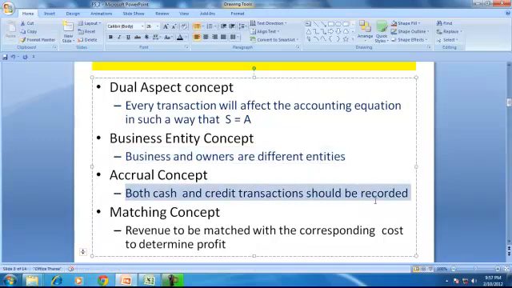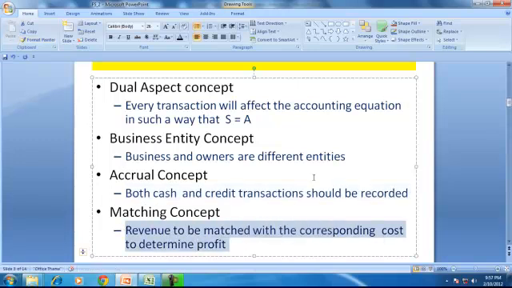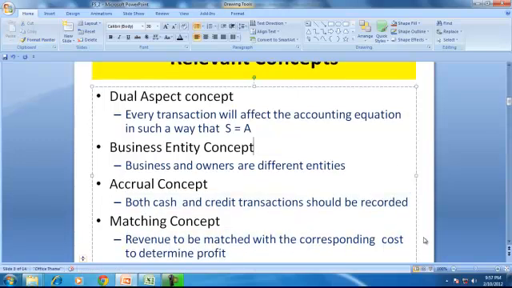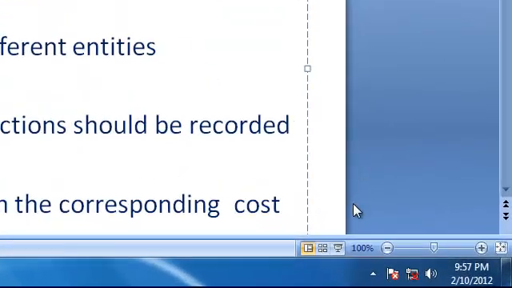The accrual concept says both cash and credit transactions will be recorded. The matching concept says the profit is to be determined by matching the revenue with the corresponding cost.